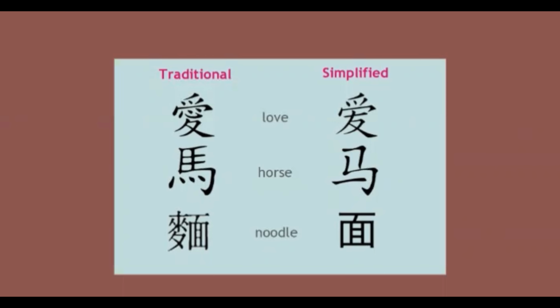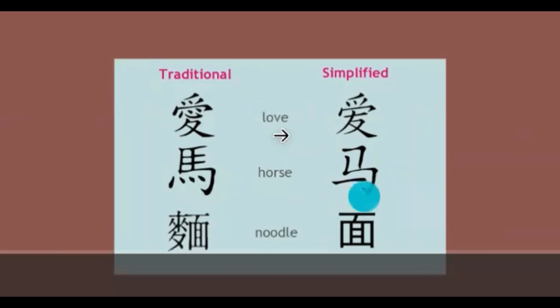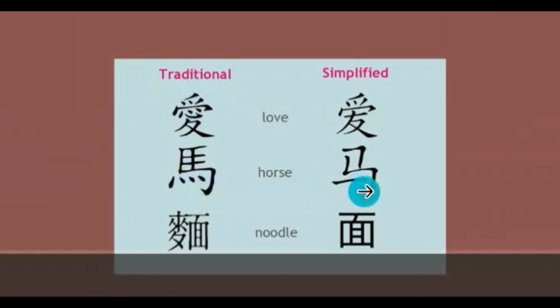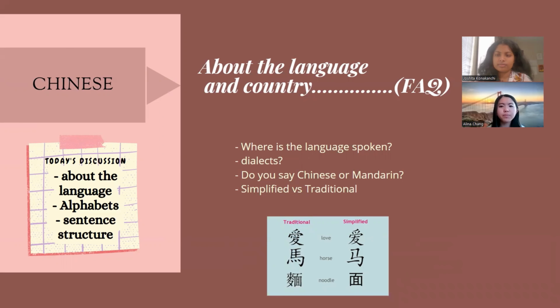right here have fewer strokes than the traditional ones. Simplified is usually used in mainland China, Singapore and Malaysia, whereas traditional is usually used in Taiwan, Hong Kong, and Macau. So traditional characters are more complex and have more strokes. Typically when people first learn Chinese, they first learn simplified because it's easier. And once they learn simplified, it'll be easier to learn traditional. Okay.